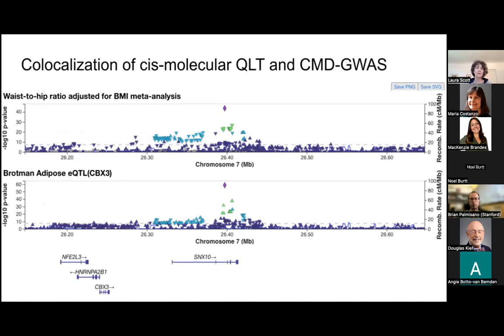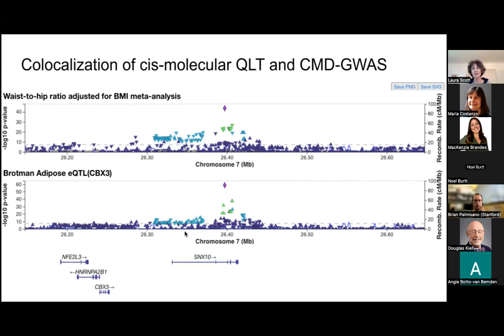Okay, so to bring everybody up to speed, when we're talking about colocalization between a molecular trait and a GWAS, what we're talking about is, does the pattern of SNP associations in a given region, is it consistent between a GWAS and a SNP and a gene?